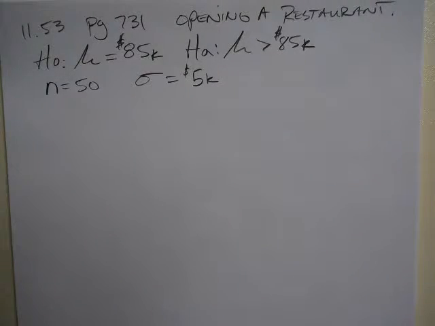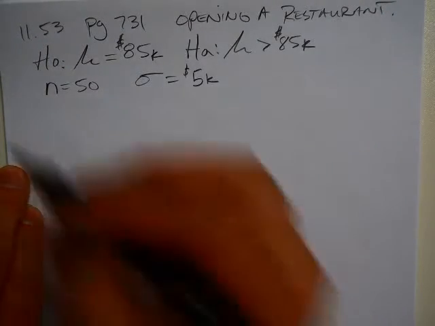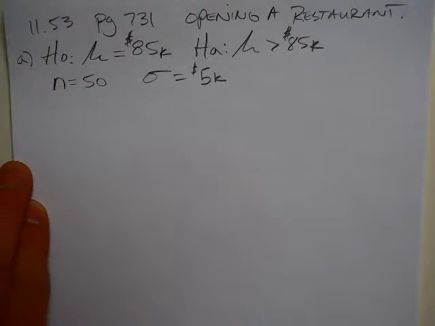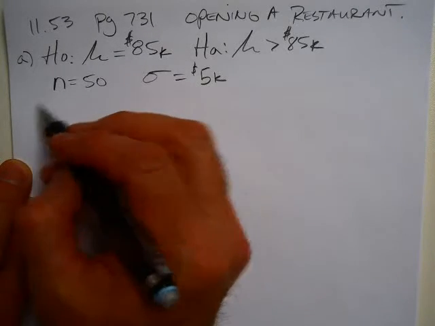Okay. So the first question is state the appropriate null and alternative hypothesis. I think I got that right here. Got the null and alternative there. What is the parameter? What is mu?